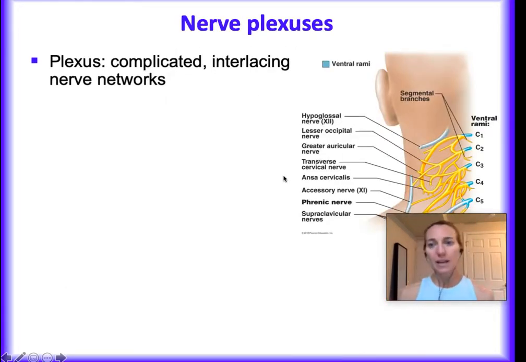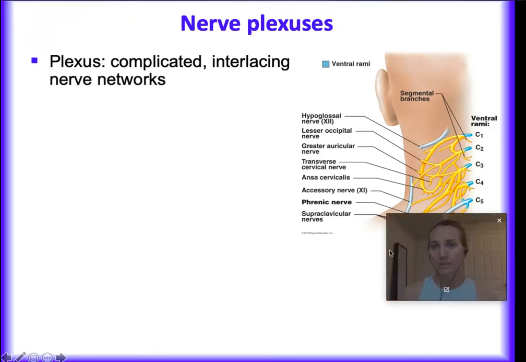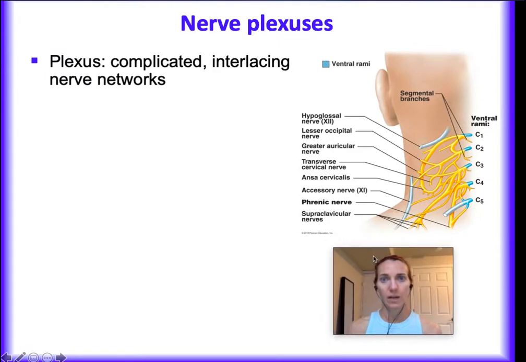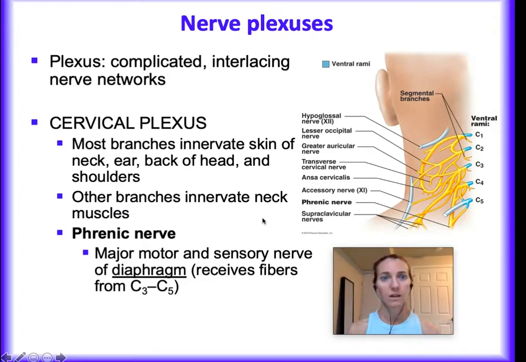And then a plexus is an interlacing network of nerves. There are 4 major plexuses that I'm going to highlight in this video, and I'll do my best to really draw your attention to what I want you to know for the quizzes. So the cervical plexus, to start us off, is going to run C1 through C5. As it says here, most of these branches are going to innervate the skin of your neck, the back of your head, your ears, but then you also have branches that are going to innervate the neck muscles as well. One of the key nerves that I'd like you to be aware of is the phrenic nerve here.